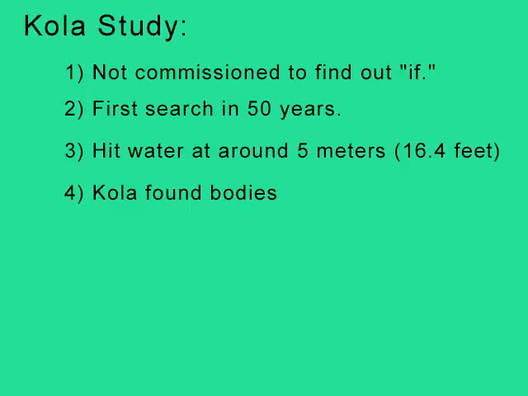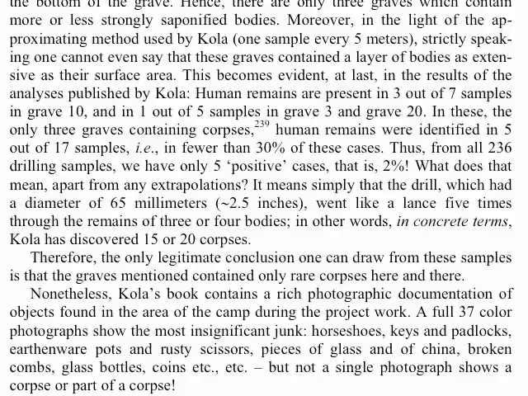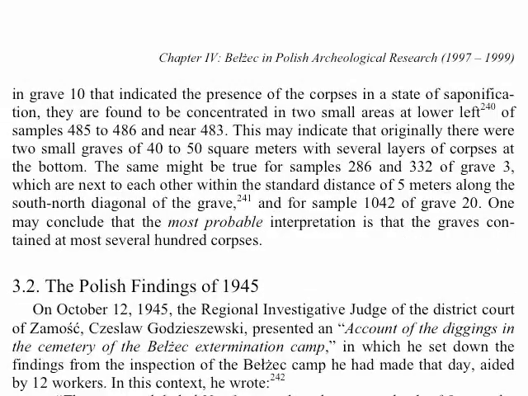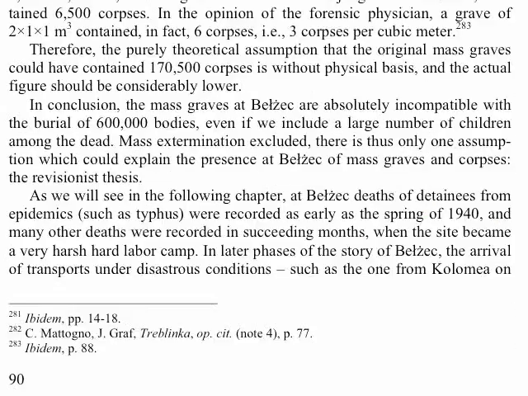Which brings up the last point, number 5, why were the bodies there? Mattogno points out that only a handful of the 2,227 core samples hit bodies. Extrapolating from that, Mattogno writes on page 79, "One may conclude that the most probable interpretation is that the graves contained at most several hundred corpses." There was a typhus epidemic in Poland. Mattogno believes that most of those bodies were typhus victims.